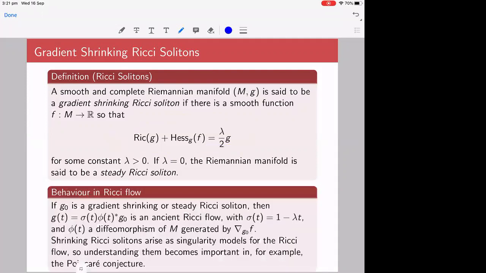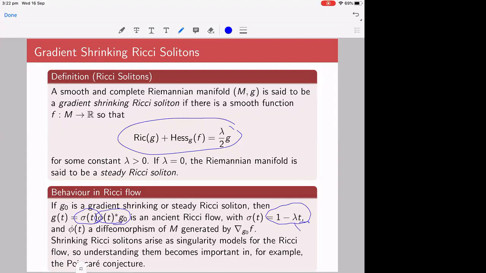Well, again, this is a bit of an annoying computation, but the idea is that if your initial Riemannian metric happens to have this particular form, then its evolution under the Ricci flow is given by some scaling function of time multiplied by a time-varying diffeomorphism applied to your initial Riemannian metric. Now, this scaling function is 1 minus lambda t.